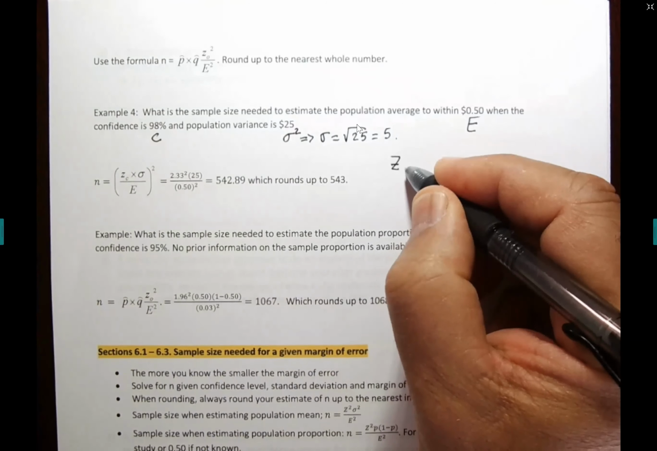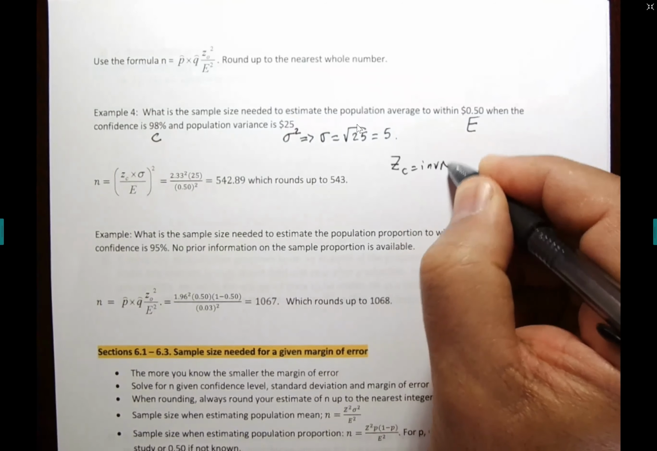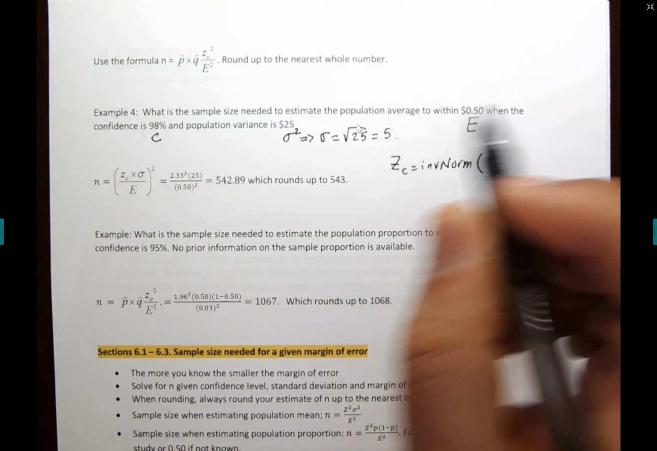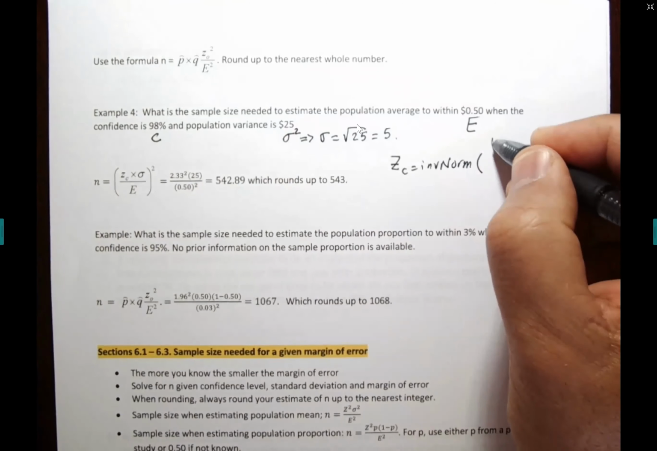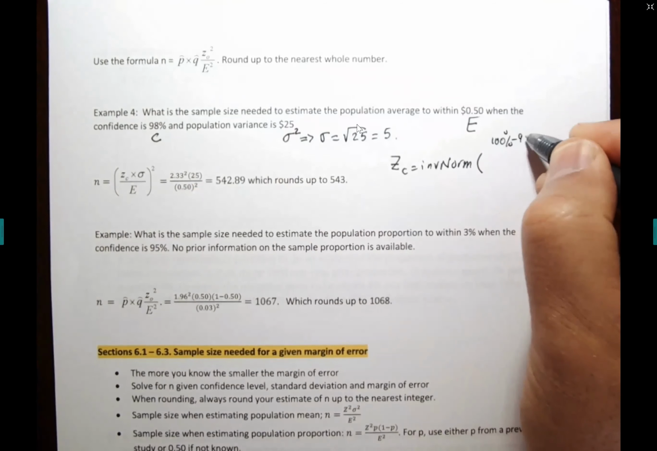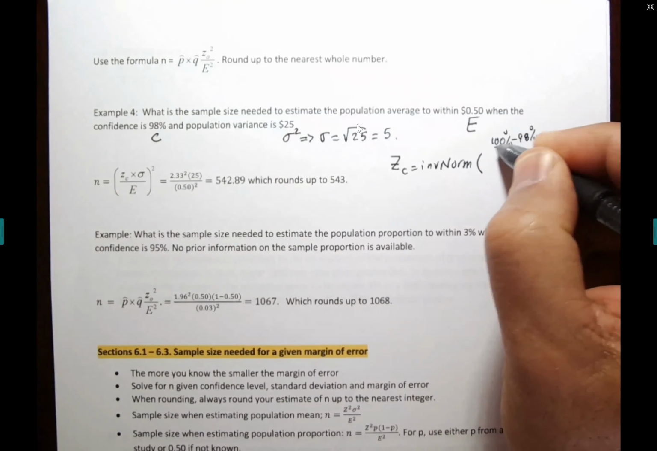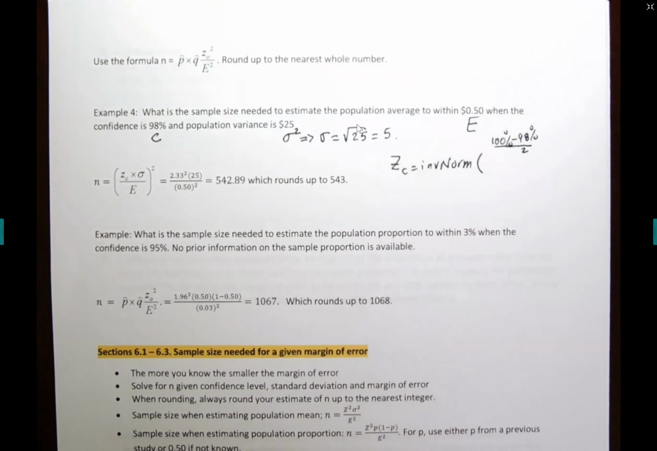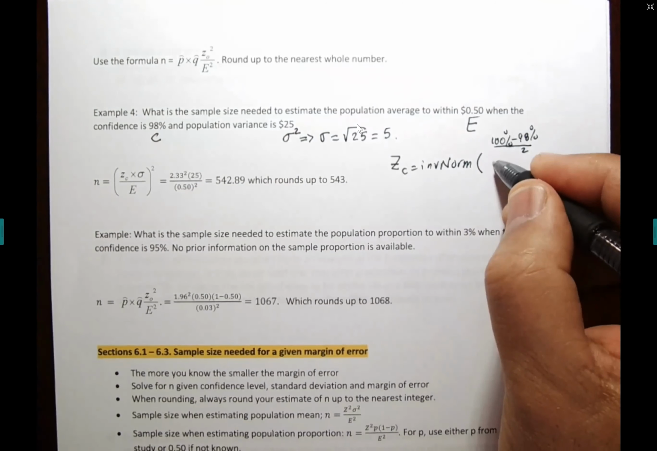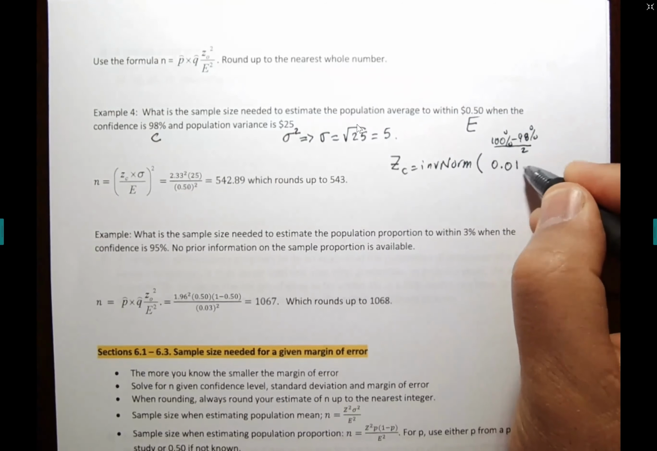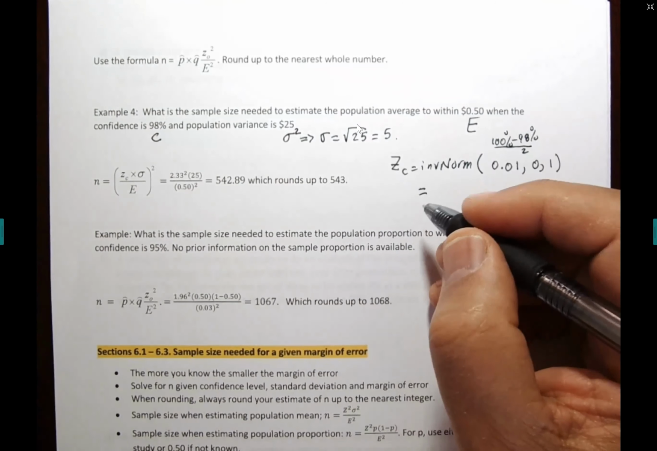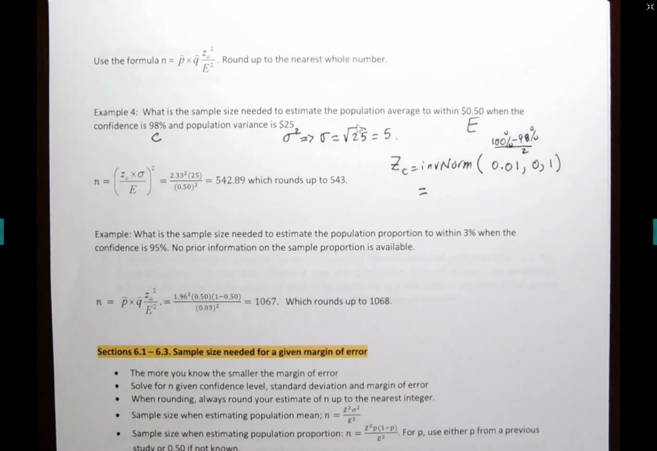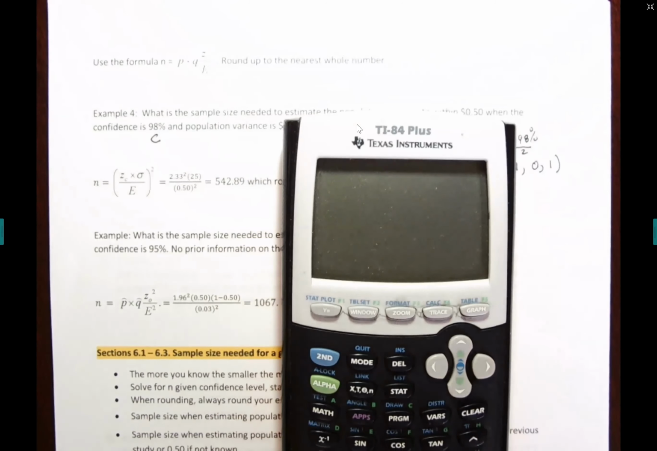I'm going to repeat this. It's inverse norm. You take 98% and subtract it from 100%, and then divide the answer by 2. So 100% minus 98% is 2%. Divided by 2 will be 1%. How do you write 1% as a decimal? 0.01. And then 0, and then 1. And I think I remember the answer. Probably it's 2.33. There you go.